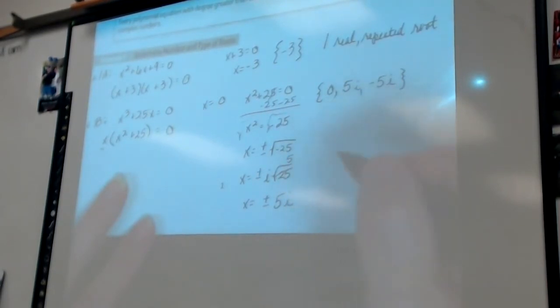Well, what kind of root is 0? Is it real or imaginary? Is 0 a real number? Yes. So we have one real root. And what kind of numbers are 5i and negative 5i? So we have two imaginary roots.